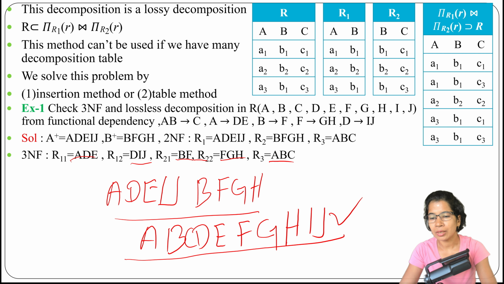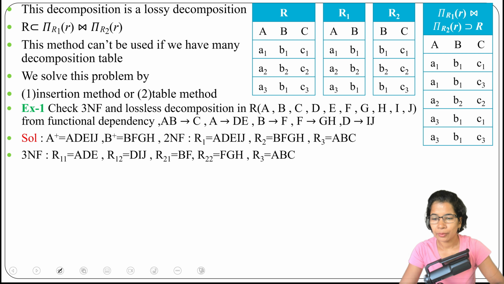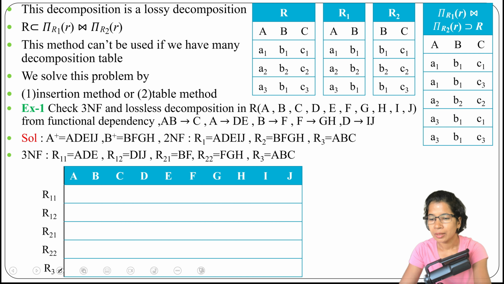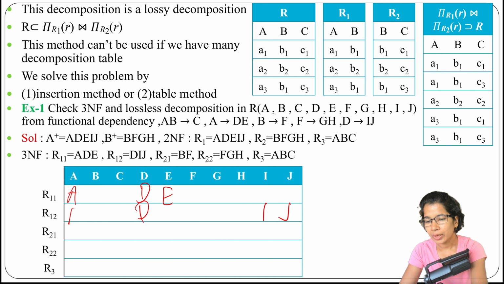That is insertion. Next we'll check the table method. We'll take the relations on the left side and all the attributes on top. Now R11, that is ADE, we'll write ADE. Next R12, DIJ. When D is there, we'll copy all the attributes that are with D in the previous row. So A and E will come here.